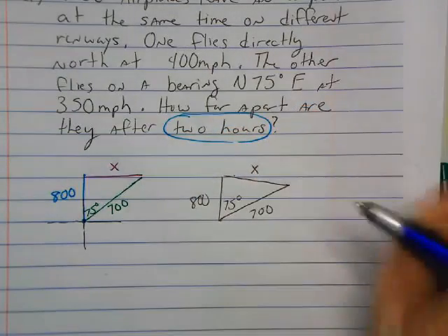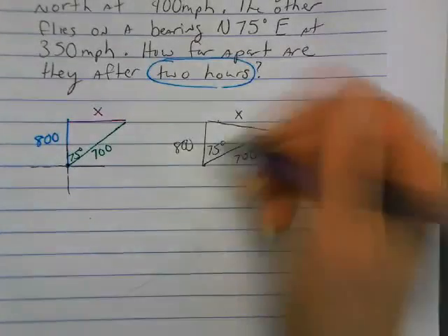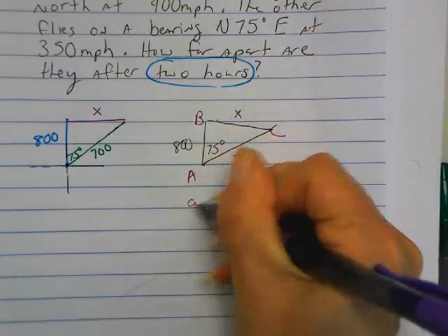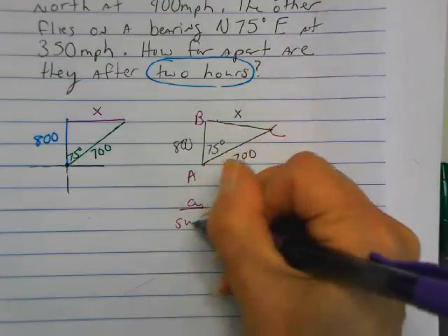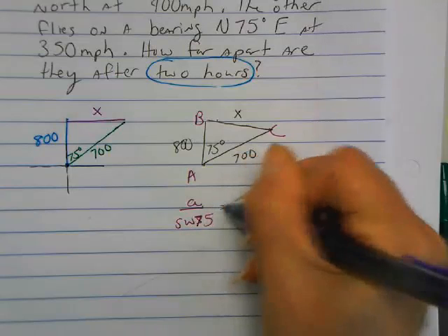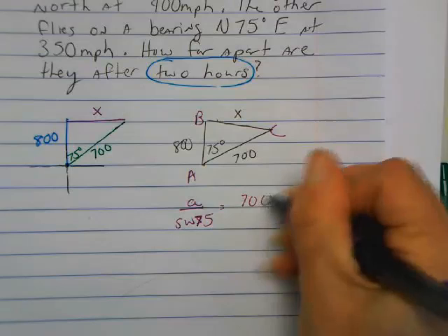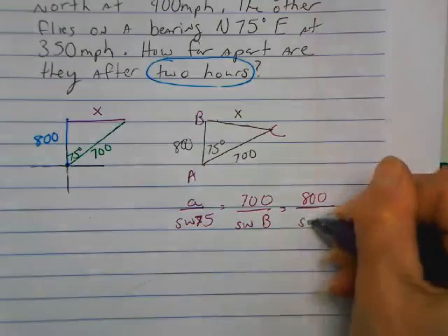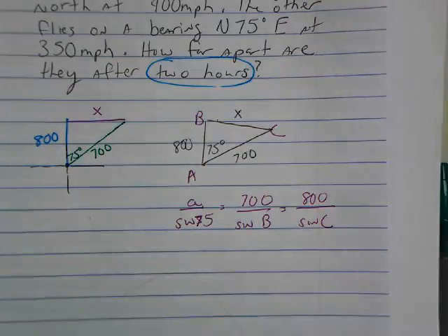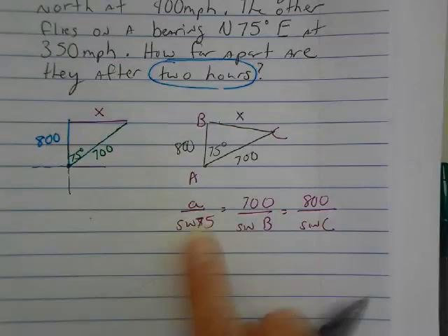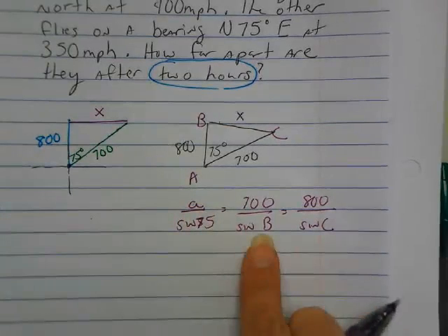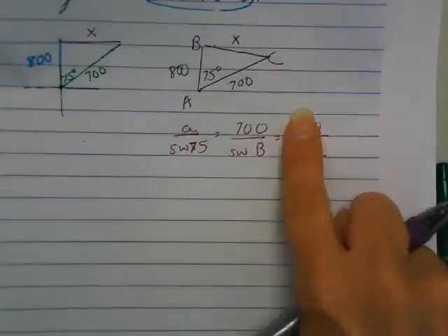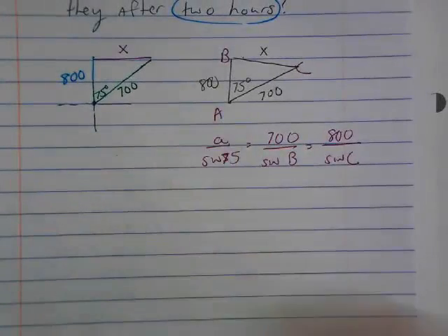So if you attempt the law of sines, let's call this A, B, and C. You'd say little a is to sine of 75, as 700 is to sine of B, as 800 is to sine of C. So do you see why law of sines isn't going to work? It's not going to work because he has a variable, he has a variable, and he has a variable. So we have to scrap this, and we have to say, well, maybe I can do law of cosines then.